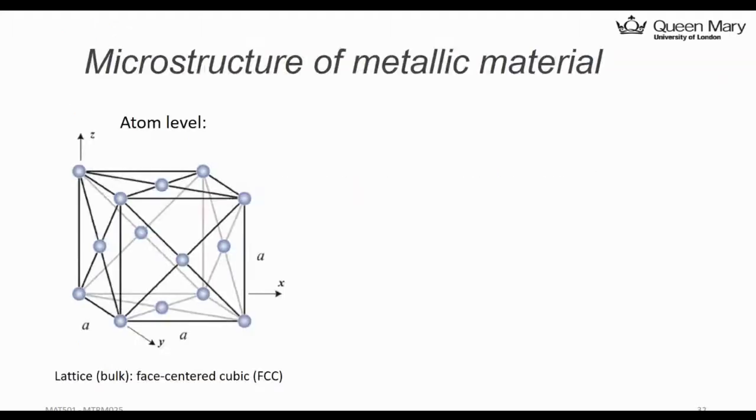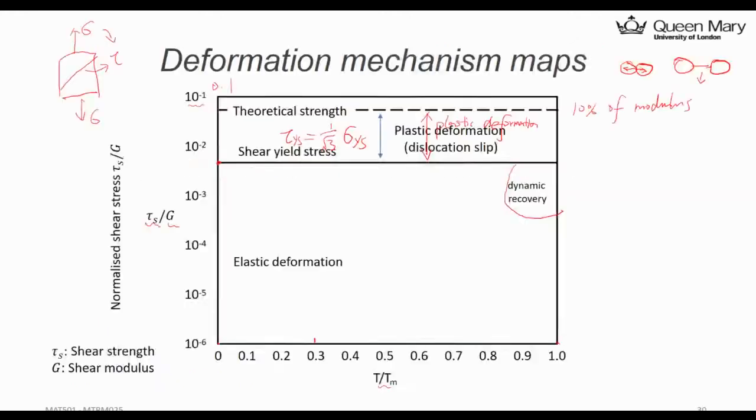Oh, this is not, just forget that, because initially I wanted to have a break after that. But now let's look at the microstructure of the metallic material. So we will go back to the mechanism map, and we will fill the map here. There are a lot of different regions we can look at.